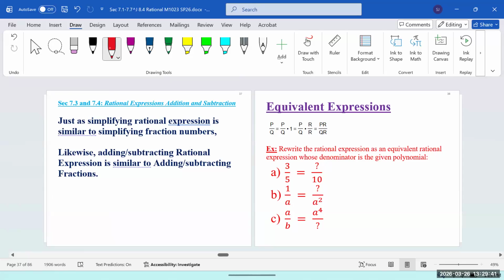3/5 is the same as what over 10? If you compare 5 and 10, what can you multiply 5 by to get 10? That means you also have to multiply the numerator. So if you multiply the denominator by 2, what is the numerator supposed to be in this blank? 6. That means 3/5 and 6/10 are the same. They just look different, but they're the same.